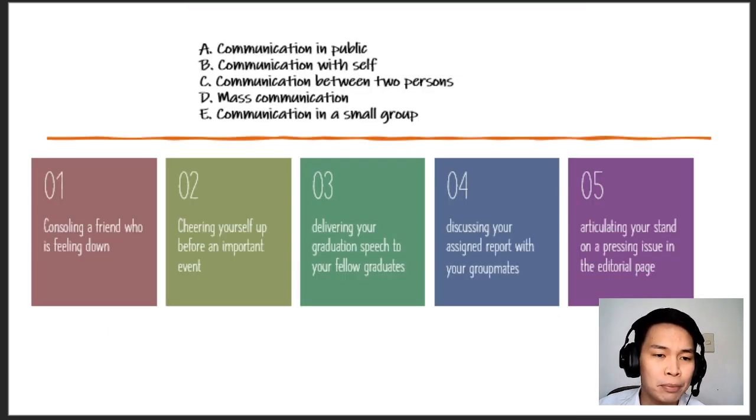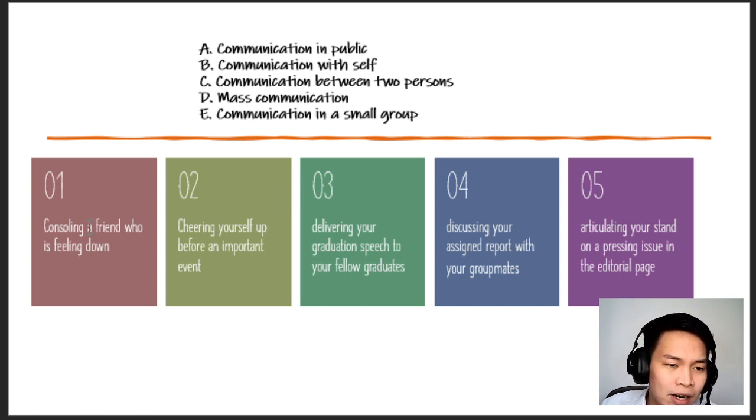Now, before we delve deeper into the different types of speech context, let's try to answer this short activity. You have to read carefully these five phrases, and choose from these choices. This is also included in your module on page 5. Number 1, consoling a friend who is feeling down. What do you think is the answer? Is it communication in public, communication with self, communication between two persons, mass communication, or communication in small groups?